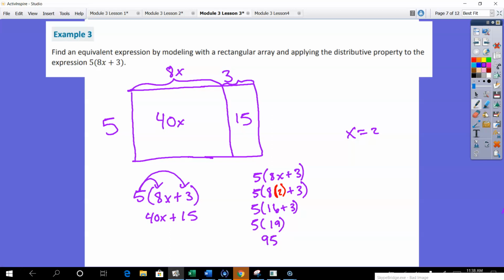Okay. Does it work with what we said is equivalent? So 40x plus 15 is what we said was equivalent. So 40 times 2 plus 15. So 40 times 2 is 80, and 80 plus 15 is 95. Okay, so I found this way to be easier because I knew what 80 plus 15 was. I didn't know off the top of my head what 5 times 19 was.